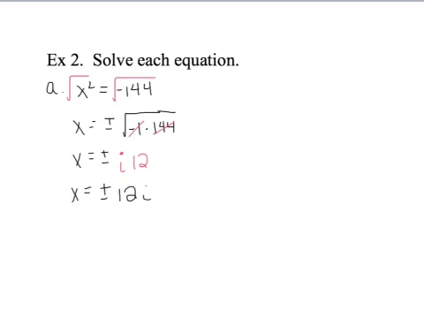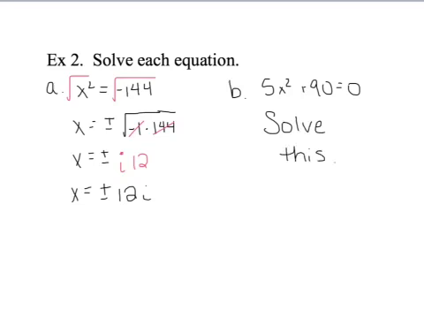Okay, now for example 2b, you have 5x squared plus 90 equals 0. I want you to solve and then show me the next class period.